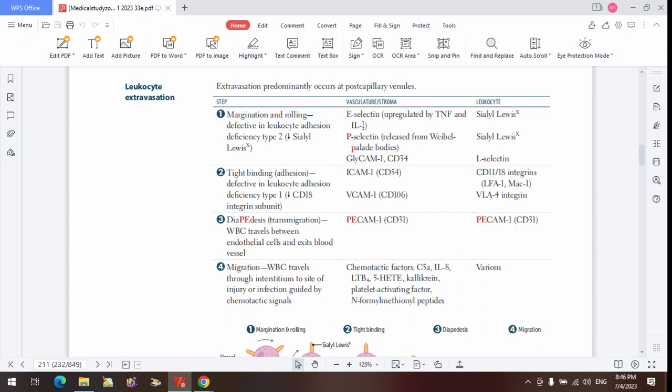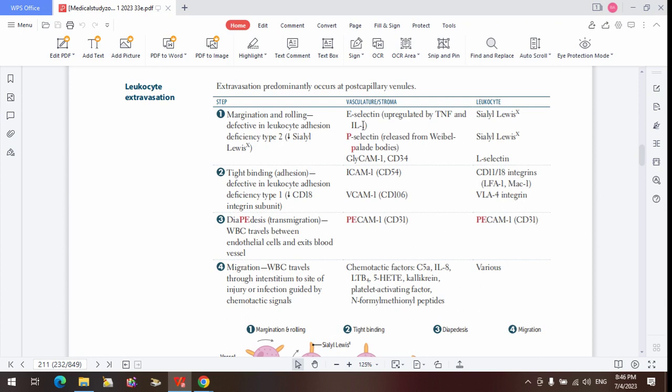delayed separation of the umbilical cord, poor wound healing, no pus. Because the component of pus in the tissue is dead neutrophils. If neutrophils cannot enter, there's no way pus will form. If neutrophils cannot enter the tissue that is damaged, there's no way wound healing can be achieved. If neutrophils cannot leave the vessel to enter the tissue, they will pool in the blood and there will be relative neutrophilia. Those are the constellation of findings that you see in someone that has leukocyte adhesion deficiency.